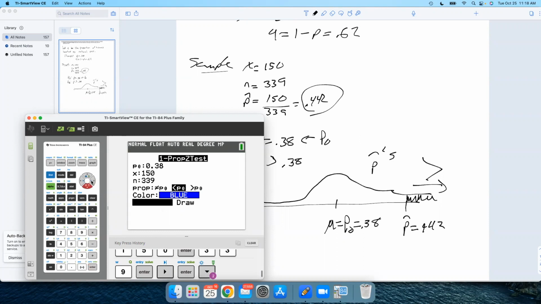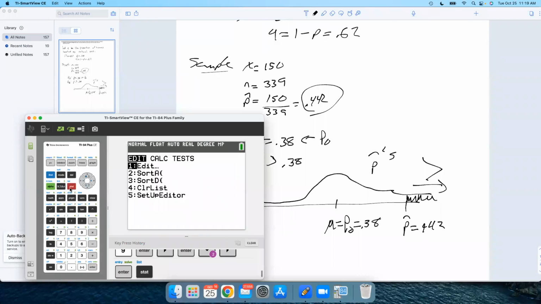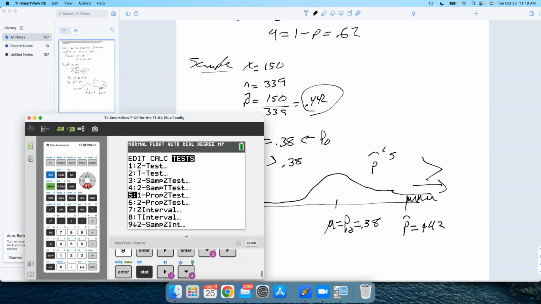Now you can go here to calculate or draw, and it'll draw this picture for you. But I don't really like the way it draws it, because it kind of makes it look like zero is in the middle, and it's not. 38 is in the middle there. Still, we can draw the picture, and that's the wrong picture. And there's my p-value. I'm going to do it the other way. I'm going to go to calculate instead, so the picture is not in the way.